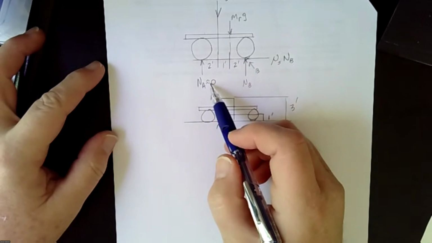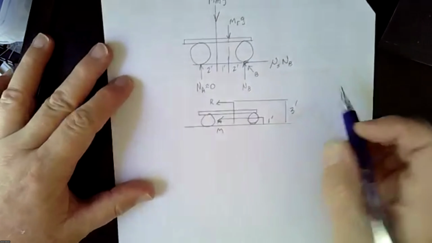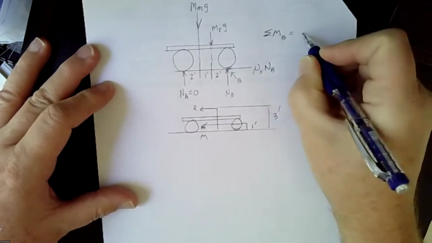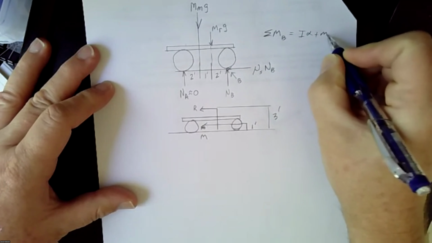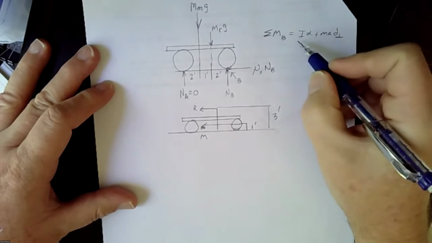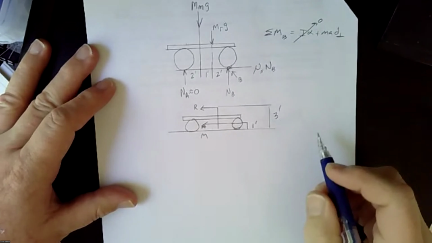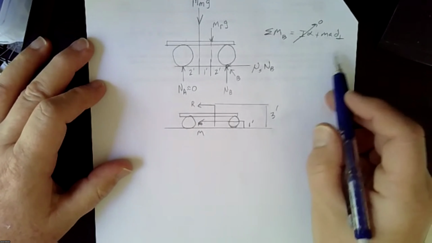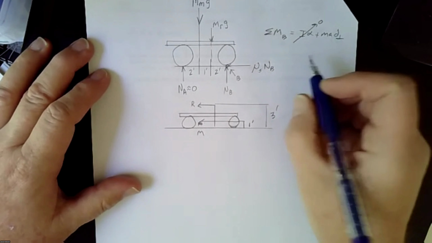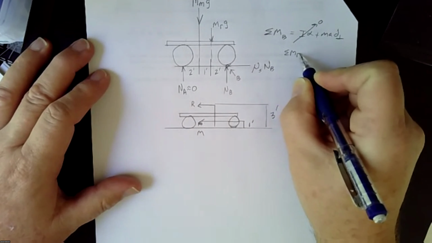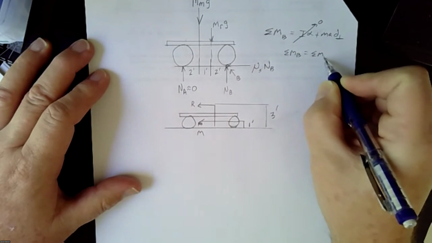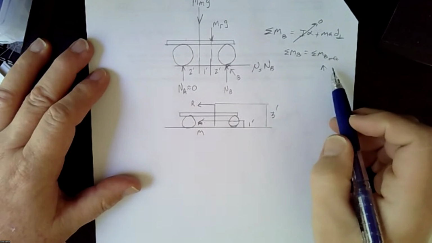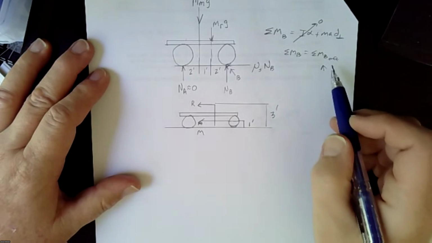So by this being approximately 0, we're saying that the sum of the moment about B equals I alpha plus m a d perpendicular. Now, we're saying that is 0 because we're constraining it to say there's not going to be any angular acceleration. So we just have to worry about this. What that reduces it to is sum of the moment about B equals sum of the moment about B effective, where again, this is the moment created by the acceleration of the center of gravity.